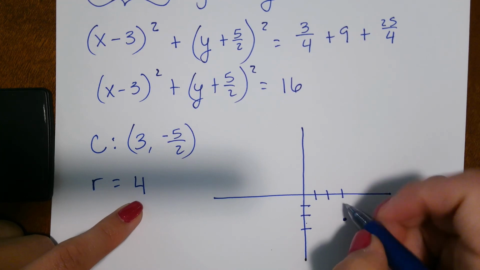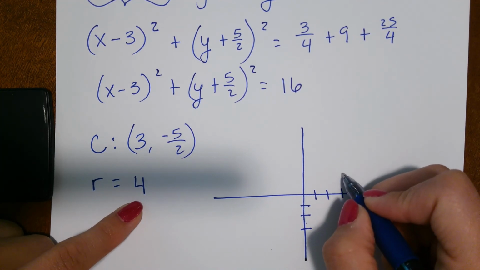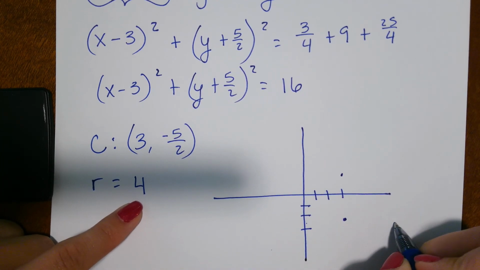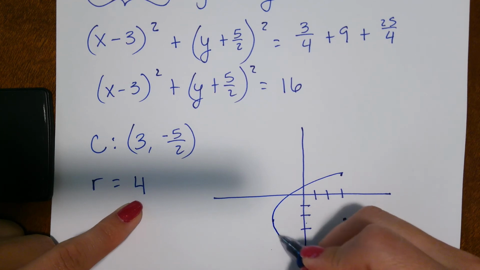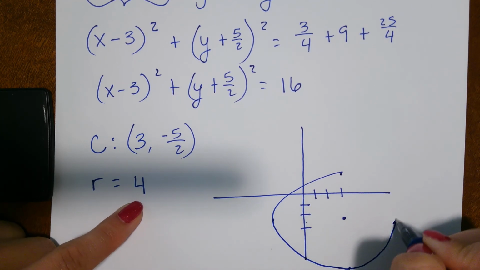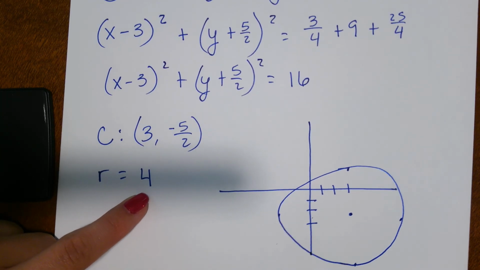So I'm going to 1, 2, 3, 4, somewhere, I don't know. We're just gonna BS this real quick. Going out 4 in all directions. My circles always come out as footballs anyways. Pretend that's a circle. Ooh, that's so bad, but that's okay. You get the idea.